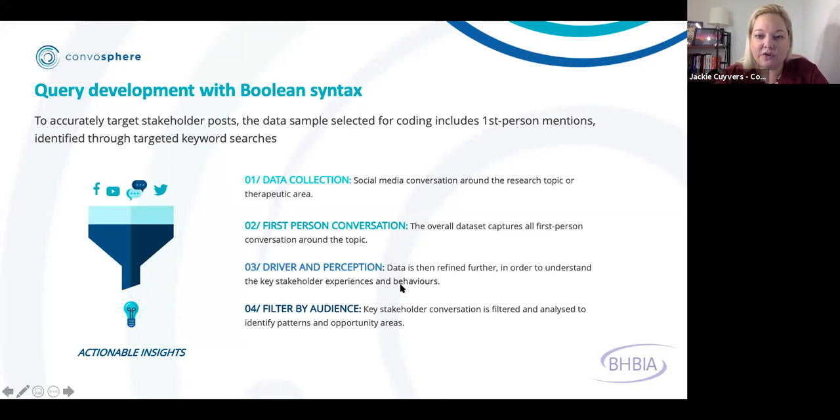And then you do further refinement of the data, perhaps by seeking out subsegments of that data set by their kind of experience or their behavior, or by their audience, who they are. Are they a patient, a caregiver, an HCP? And really start to segment the data in those ways.